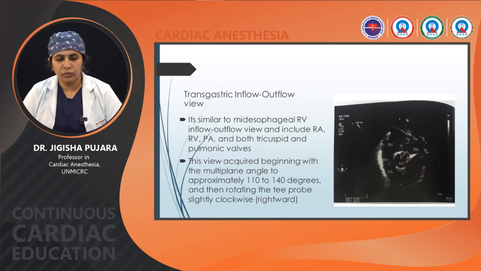Transgastric inflow-outflow view. It's similar to the mid-esophageal RV inflow-outflow view and includes the RA, RV, PA, and both the tricuspid and the pulmonary valve. This view is acquired beginning with the multiplane angle at approximately 110 to 140 degrees and then rotating the TEE probe slightly clockwise or rightward. Here you can see the wraparound view, the same as the wraparound view of the mid-esophageal inflow-outflow view. Here in the transgastric view you can see, at around a 130 degree angle, this same view as a mirror image.